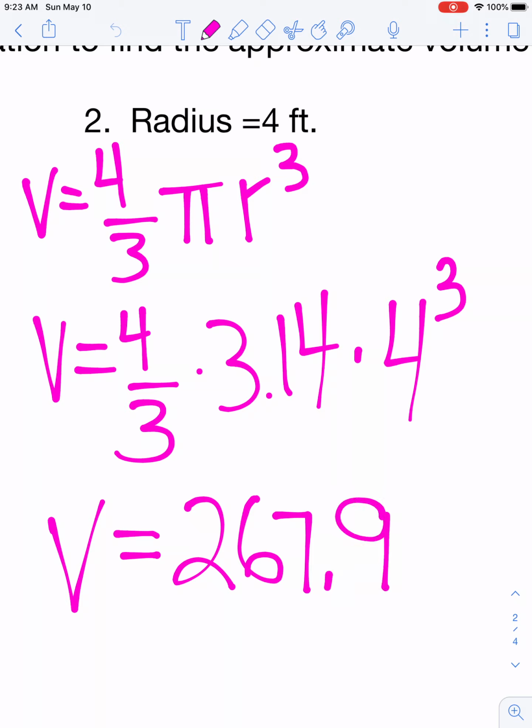Behind the 9 is a 4, and if I'm rounding to the 10th place value, I would just drop the 4 off. Okay? Again, it's feet, and it will be cubed.